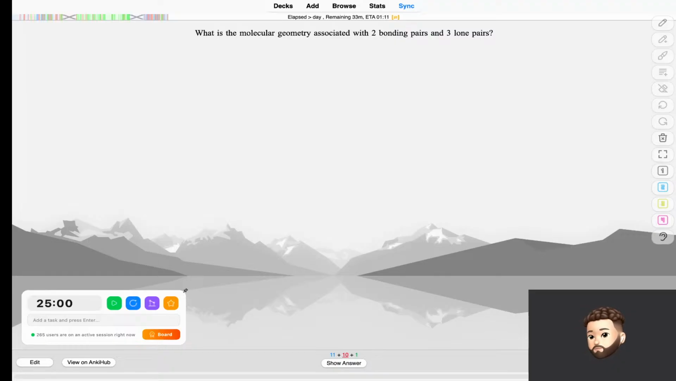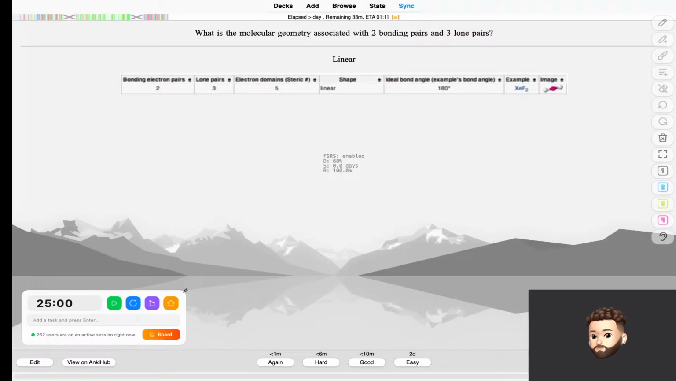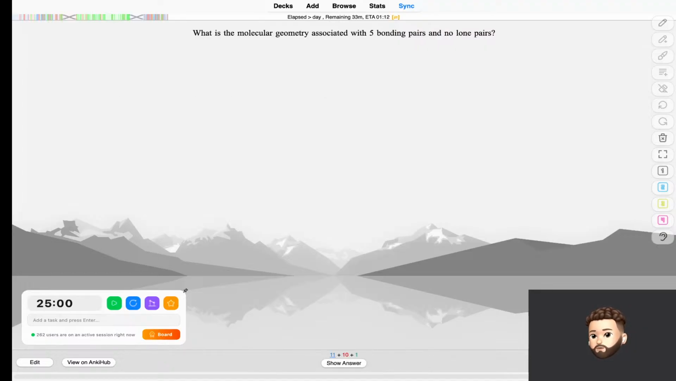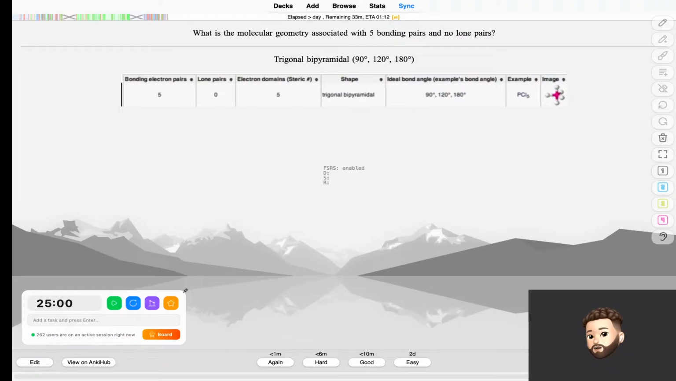What is the molecular geometry associated with two bonding pairs and three lone pairs? Linear. What is the molecular geometry associated with five bonding pairs and no lone pairs? Trigonal bipyramidal. What angles could this be? I don't know. 90, 120, and 180.